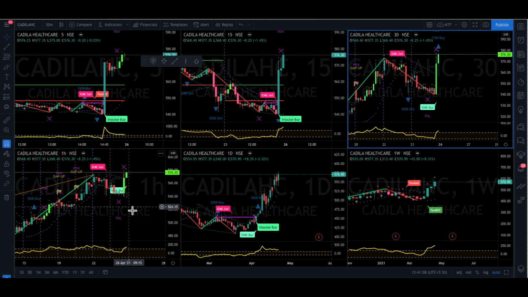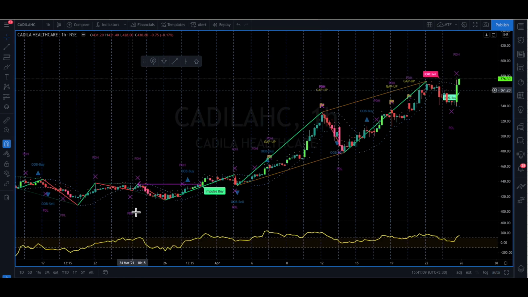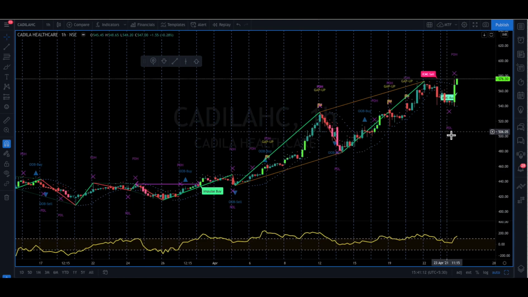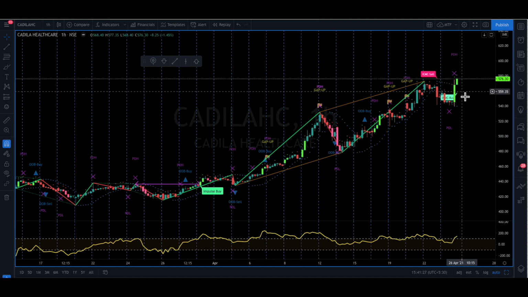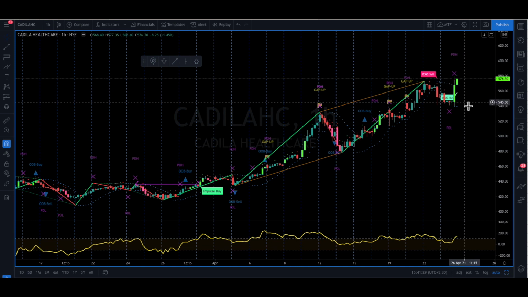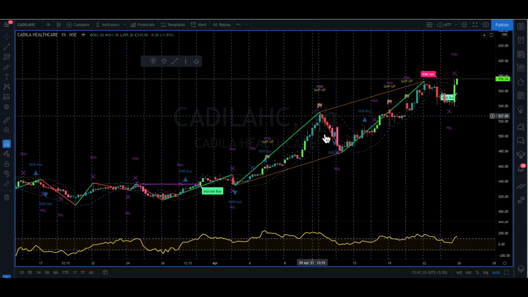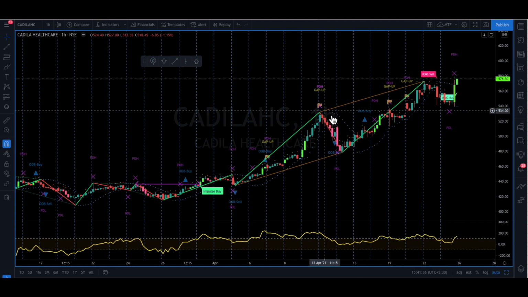Let's actually get into the 1 hour chart and see. Now this is the 1 hour chart. On this particular chart also, it shows good strength. The last overlap here is at this particular place, and this overlap is still intact here.